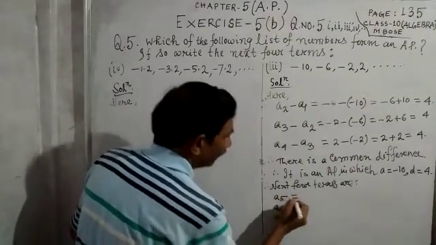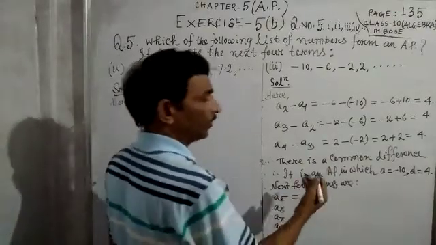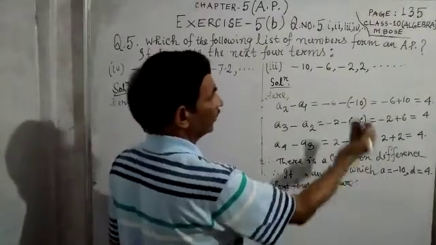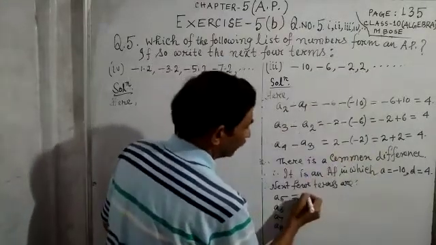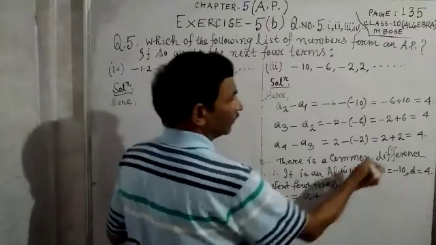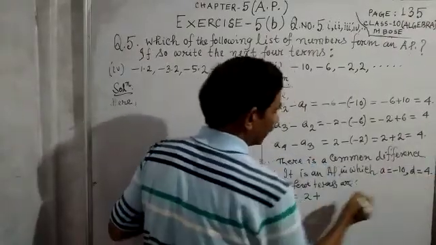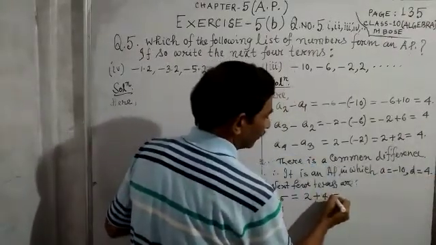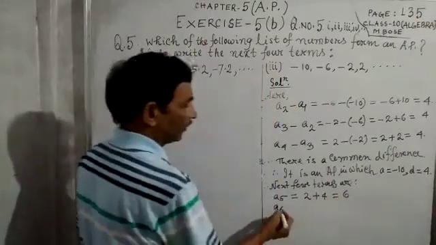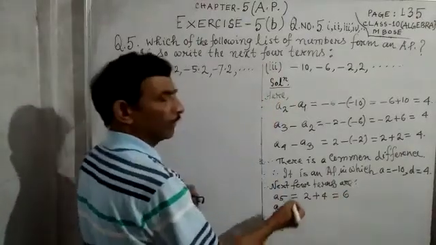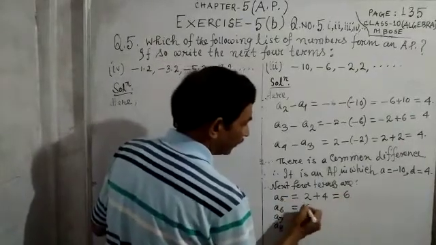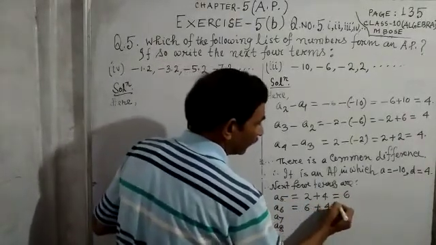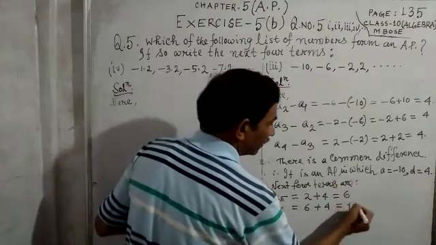For A5, we can use the formula A4 plus D. What is A4 here? A1, A2, A3, this is A4. A4 is 2, plus D value which is 4. So 2 plus 4 is 6. And next, A6 will be A5 plus D. What is A5? It is 6, plus D which is 4. So 6 plus 4 is 10.